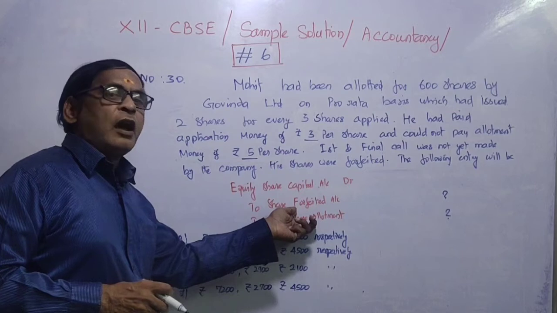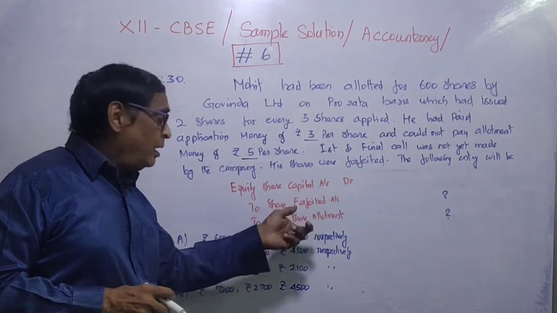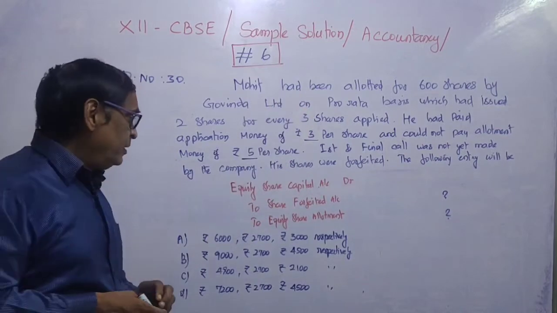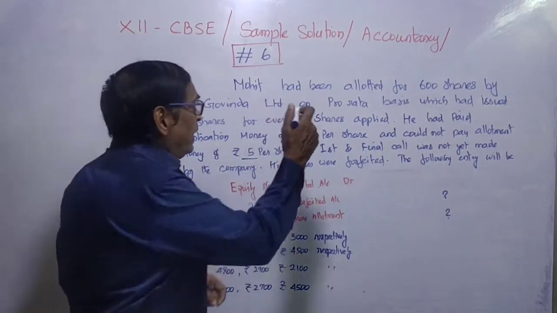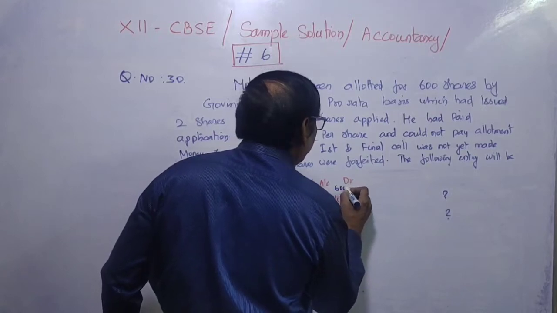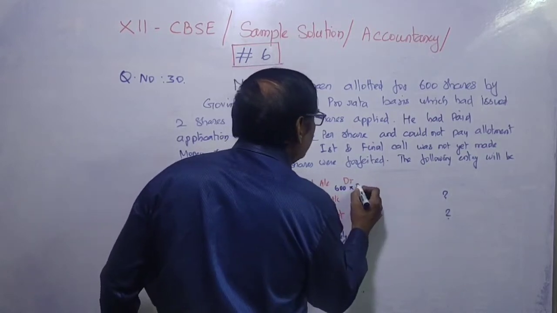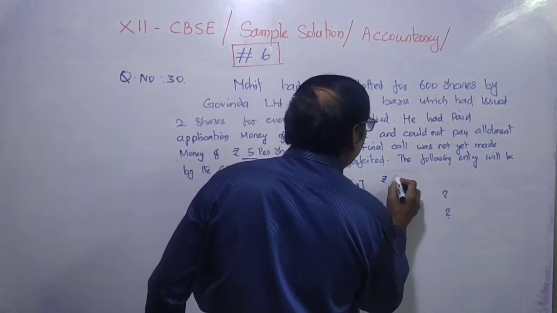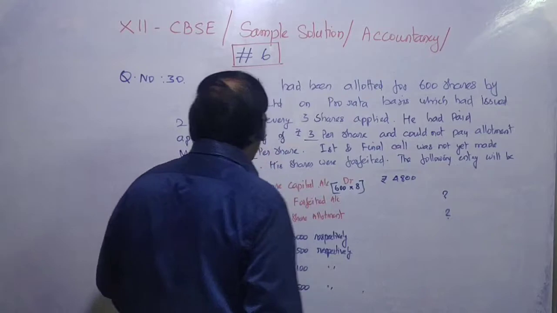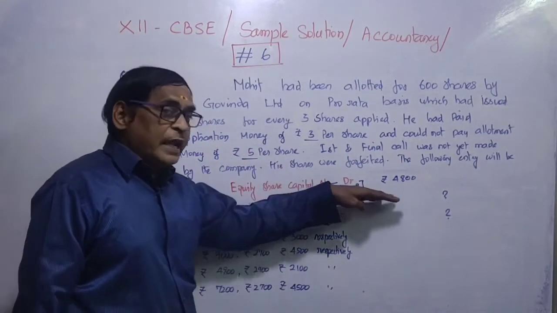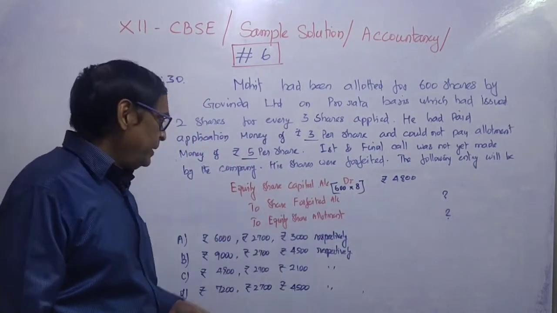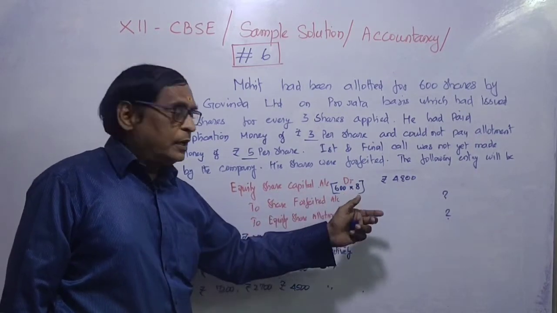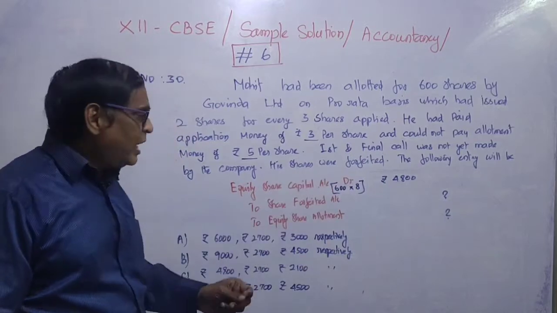And then equity share allotment, for non-payment of share allotment money, 600 shares were forfeited. So how much? 600 shares into 8 rupees, because 8 rupees is the called up value. So 600 into 8 is 4,800 rupees. It must be debited to equity share capital. We are cancelling 600 shares from the share capital. And then share forfeited means the amount remitted by our shareholders.